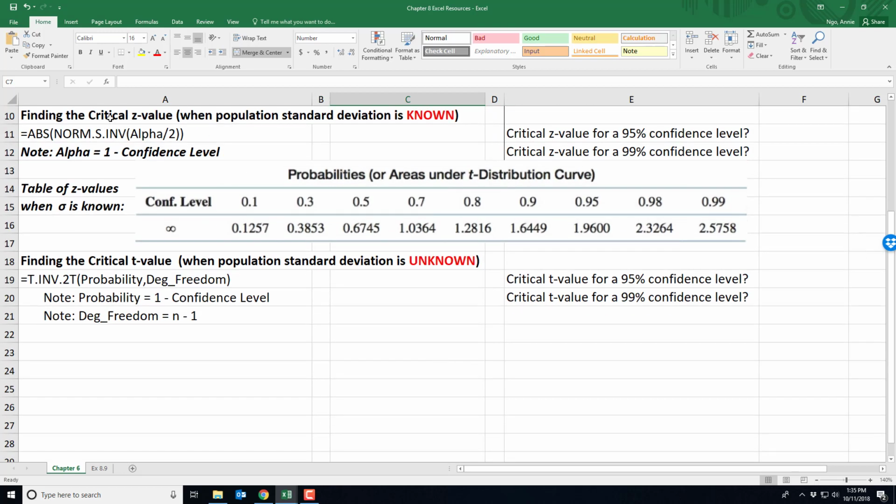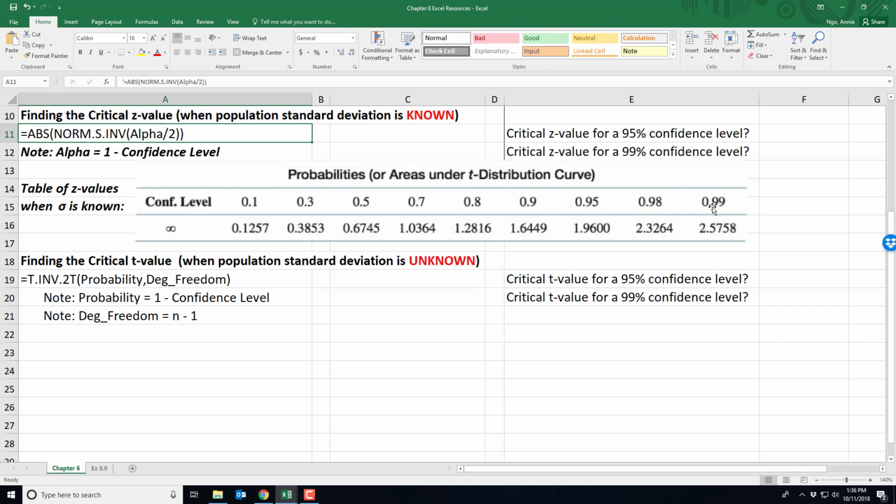So what I have here is the formula for finding a critical Z value, which is when we know the population standard deviation. Now, in our lecture, I provided a reference table for the most commonly used confidence levels and their respective Z values. I've also put here from the textbook the confidence levels and the Z values that go with it. So you can use this as reference as well.